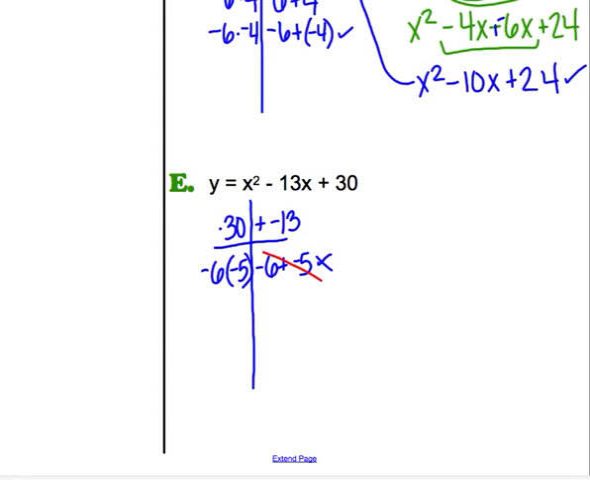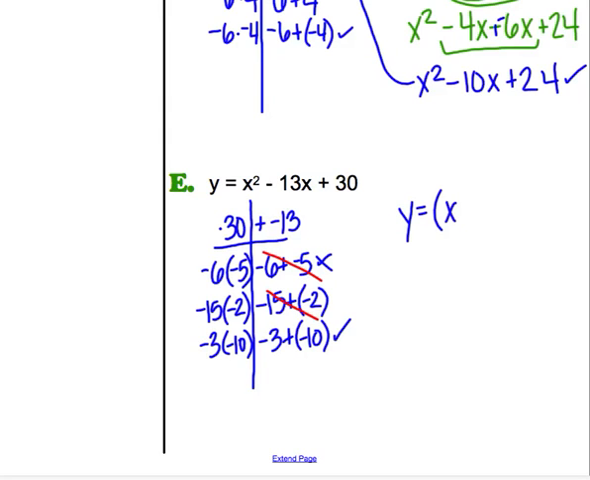So then I think, well, maybe I should do negative 15 times negative 2, because that goes to 30 and 15 and 2 make 13. But if I take negative 15 plus negative 2, I get negative 17. So that doesn't work. Now my next option I'm thinking of would be negative 3 times negative 10. And when I take negative 3 plus negative 10, I do get negative 13. So that works, which means that my equation is going to be y equals x minus 3 times x minus 10.